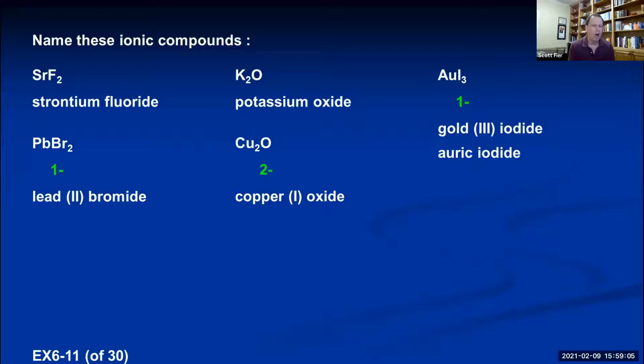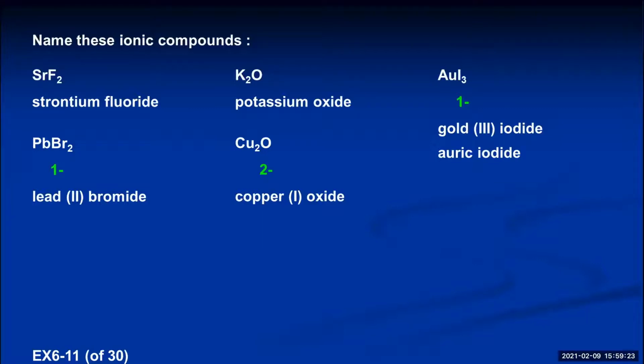So when you have ionic compounds between metal ions and non-metal ions, all we're doing is naming the positive ion and naming the negative ion. The negative ion just ends in IDE. The positive ion is the elemental name of the metal, unless it can form more than 1 cation, then you put its charge in parentheses.